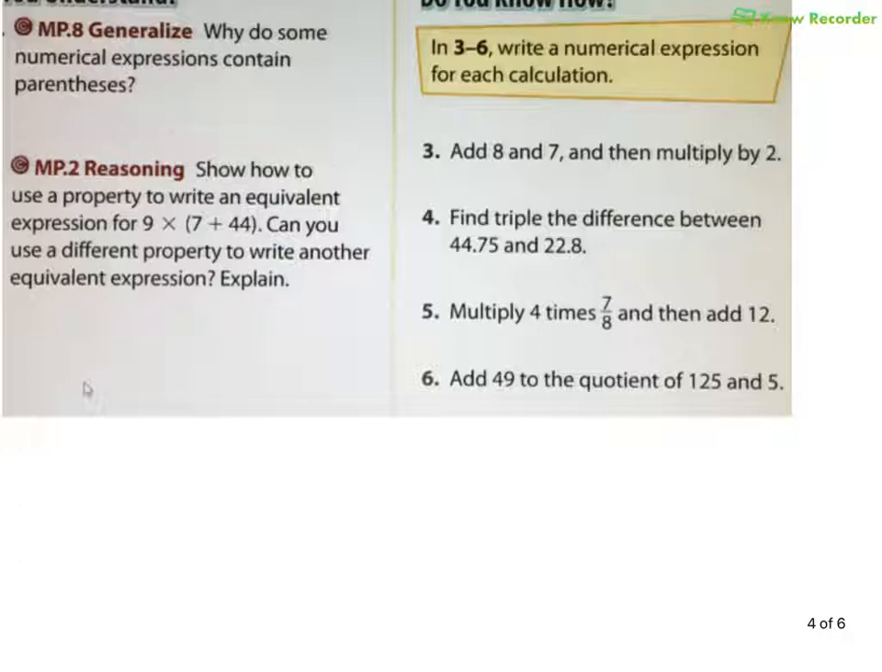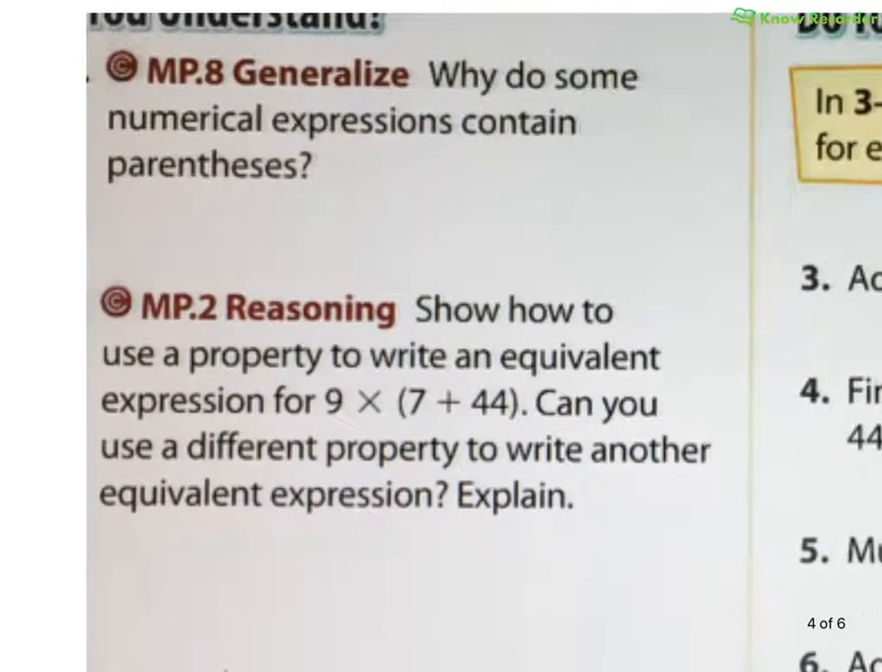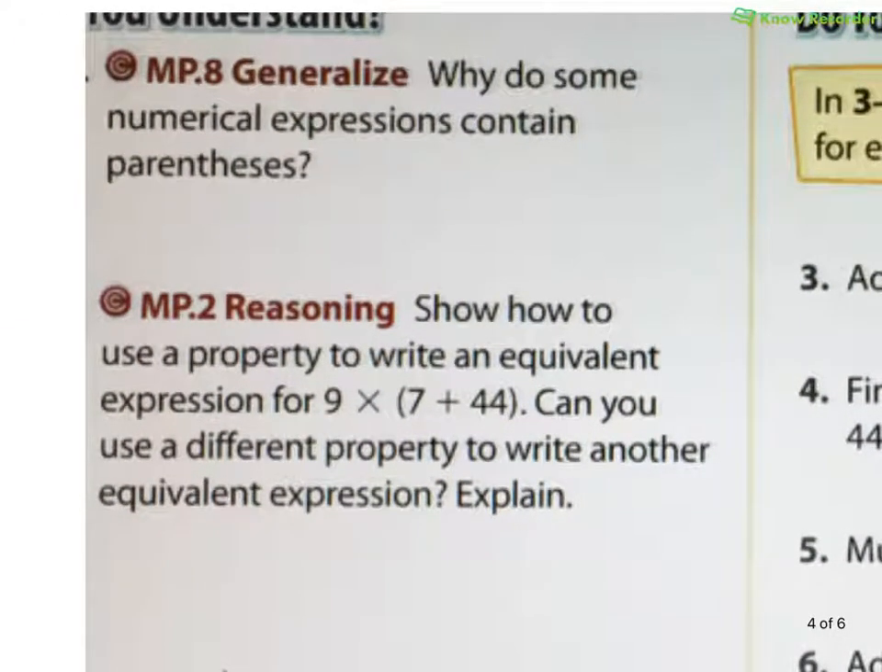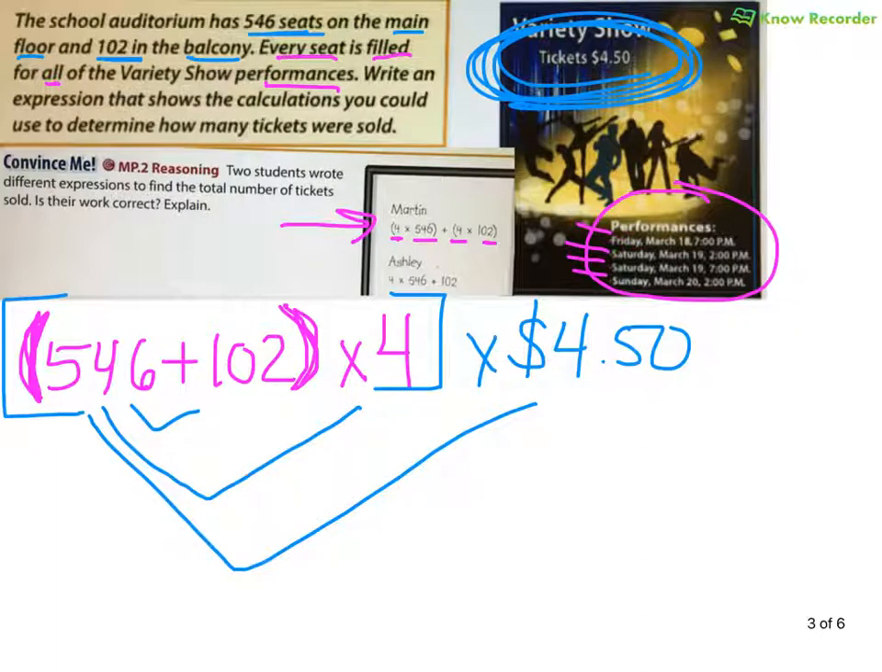Here we go. Why do some numerical expressions contain parentheses? Well, because in the order of operations, you want to make sure that you're combining the right terms first. Like we said in this example over here, if I don't, oh boy, I need to add before I multiply. But according to order of operations, I would multiply before adding. That's why we need parentheses, because that addition needs to happen before multiplication.